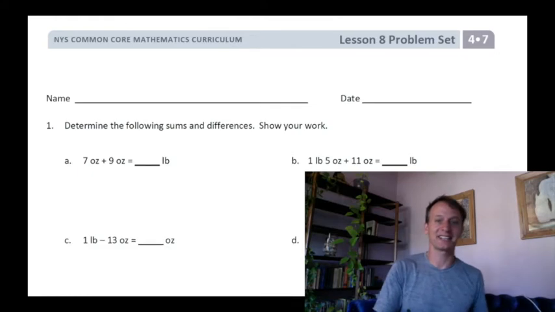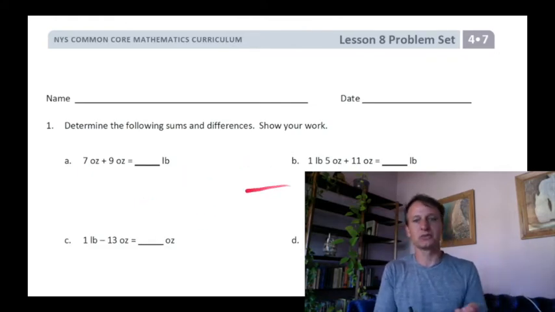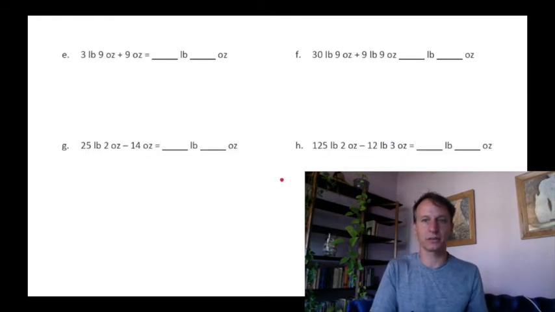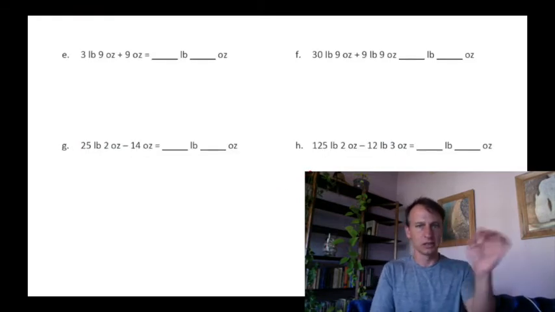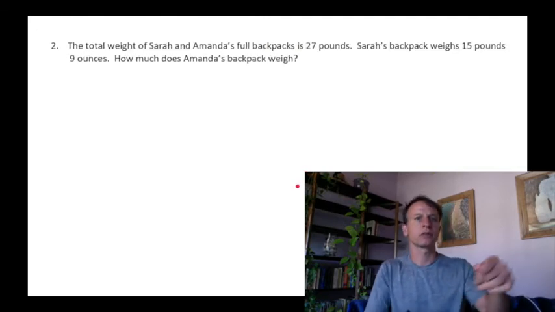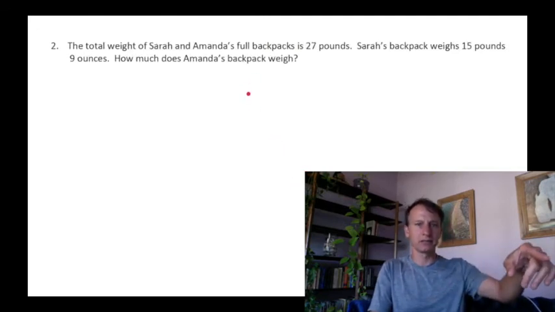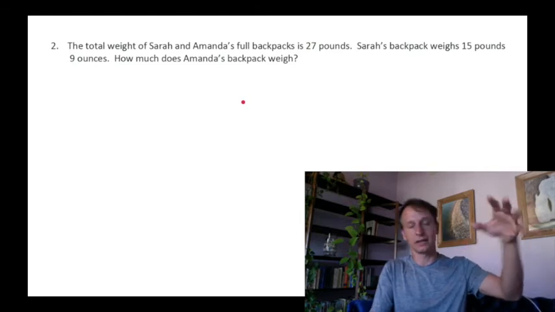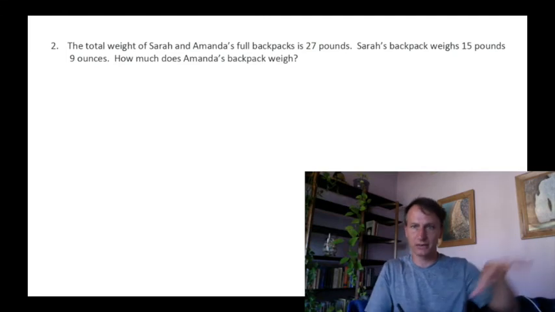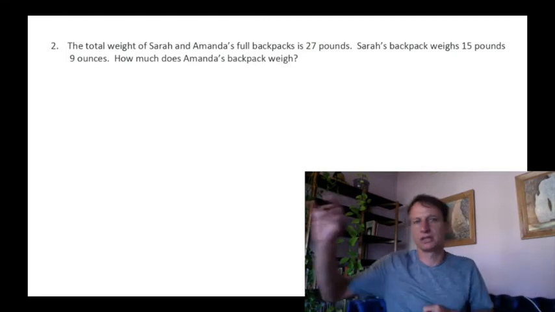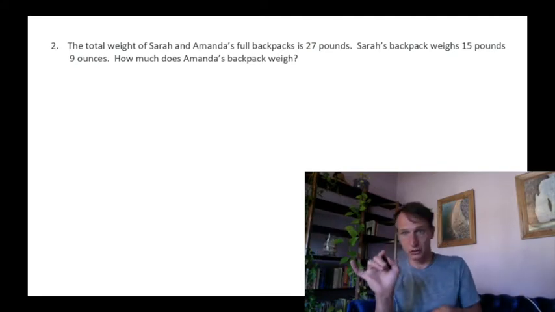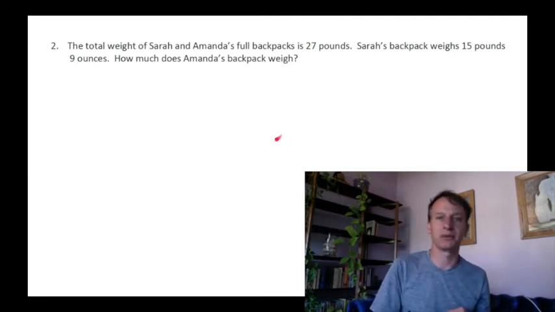We're already there. And just watch the signs when you're doing the problem set. Make sure you're doing the right operation, whether it's addition or subtraction. They do 2 addition, 2 subtraction, 2 addition, 2 subtraction here, so it's easy to keep track. Here we're comparing, well, actually, it's kind of a comparison. The 2 backpacks together is 27 pounds. Sarah's weighs this much. So we have the whole, a known part and an unknown part. So you know that's subtraction.